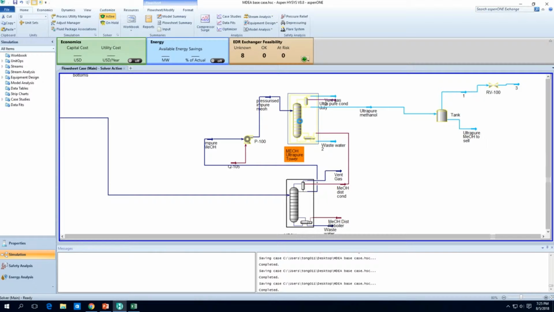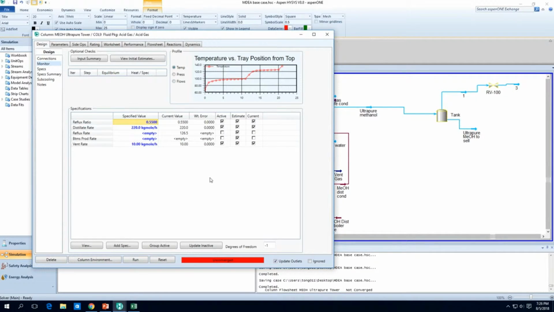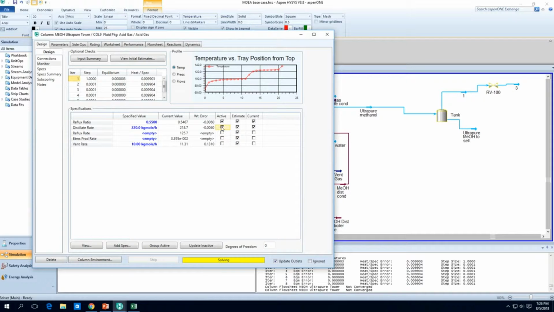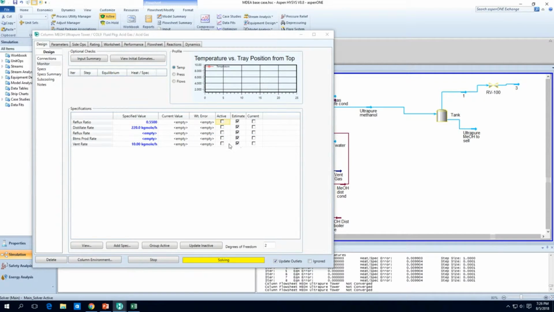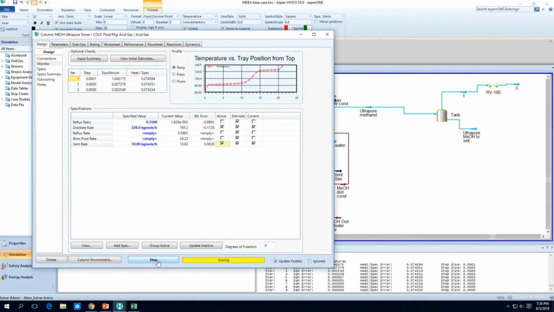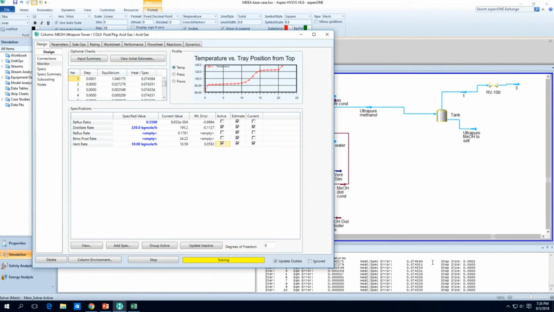Okay, so we're going to press the run button, and it says that we have too many design specifications. So I'm just going to ignore all these. Stop. So not enough specifications, so we'll just make these two specifications, and I'll try and run this fella. Okay, so the heat spec error is there again.